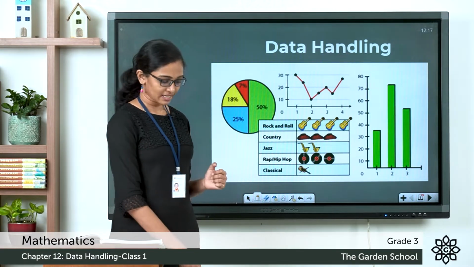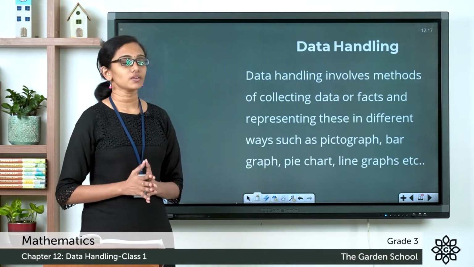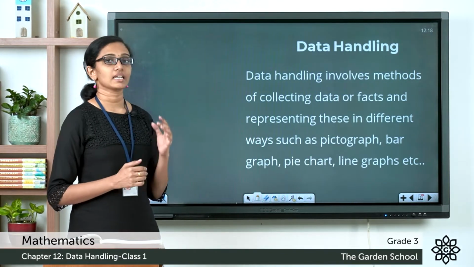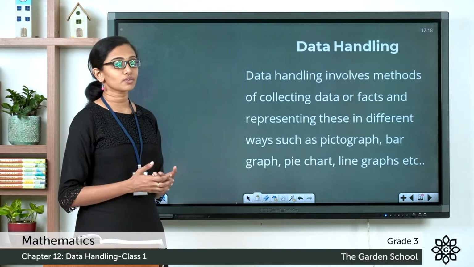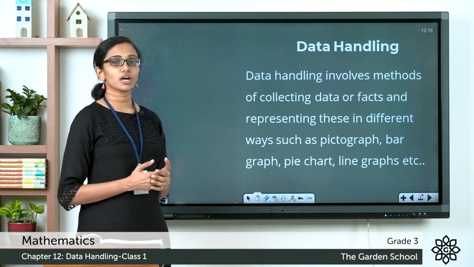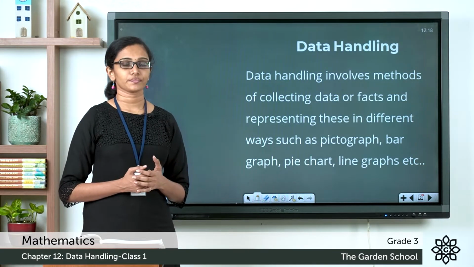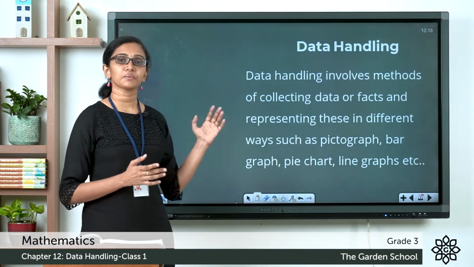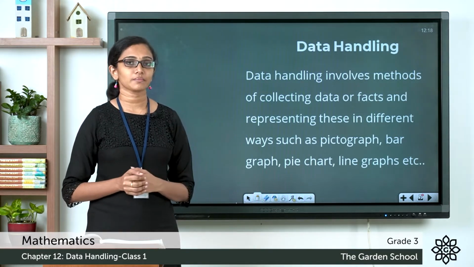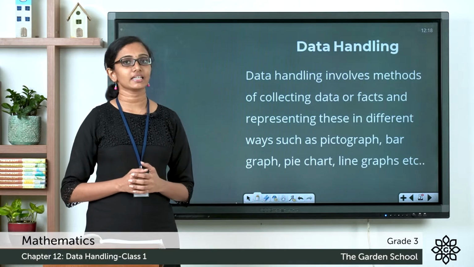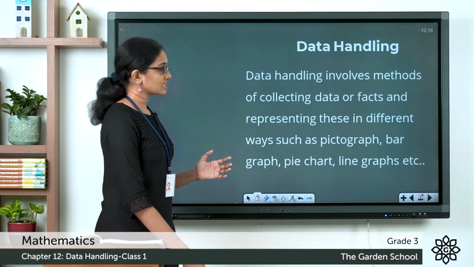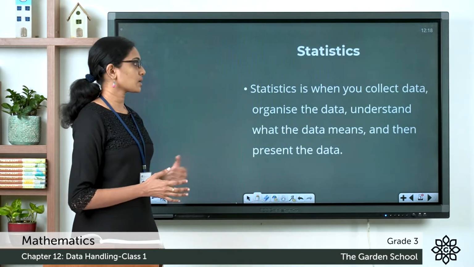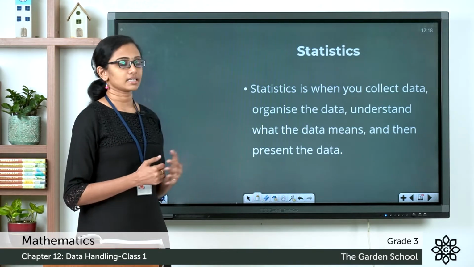So let's see that once again. Data handling involves methods of collecting data or facts and representing these in different ways such as pictograph, bar graph, pie chart, line graphs, etc. In this chapter, you are going to learn about pictographs and bar graphs. The branch of mathematics that deals with data handling is called statistics. Statistics is when you collect data, organize the data, understand what the data means and then present the data.